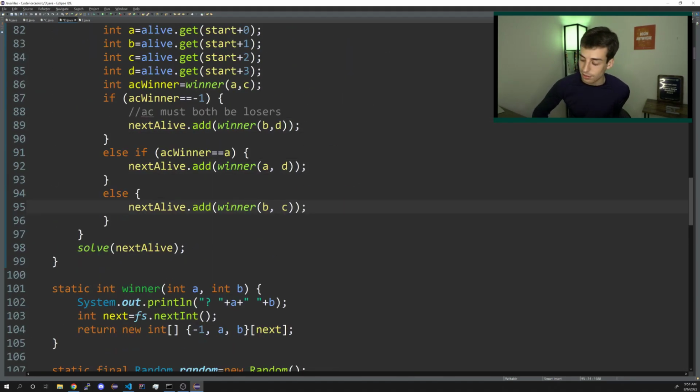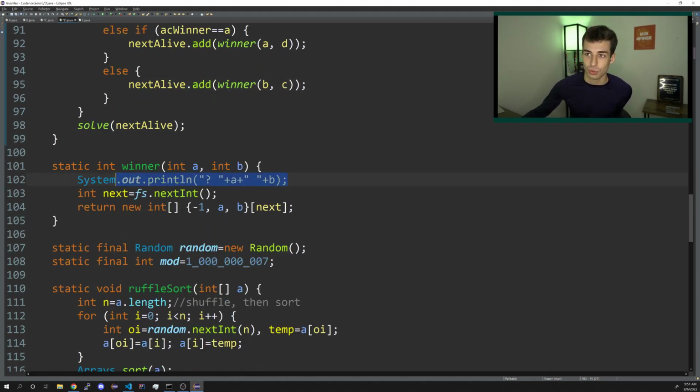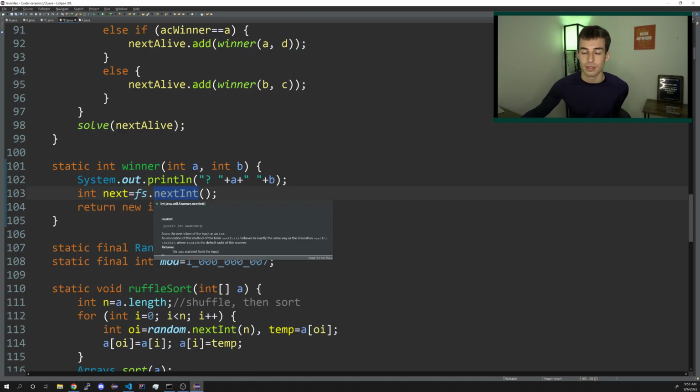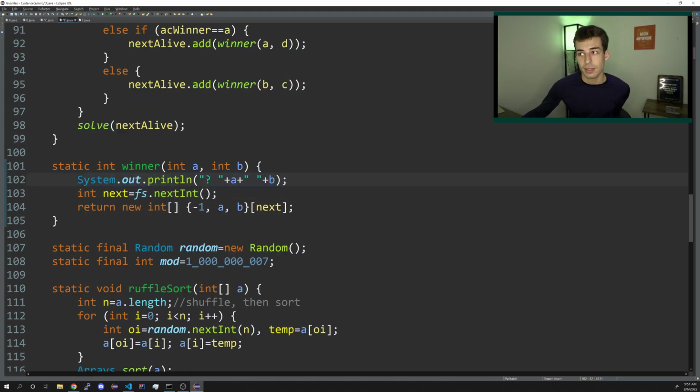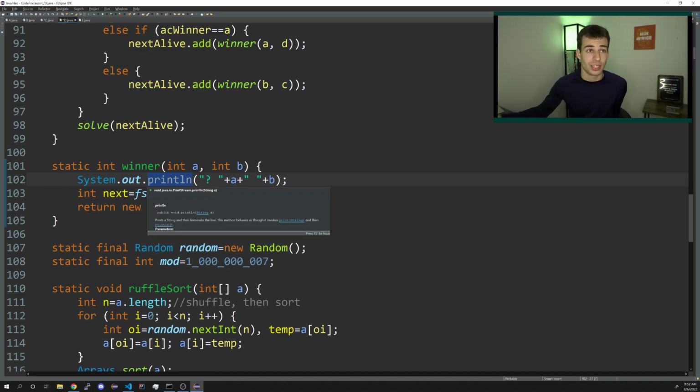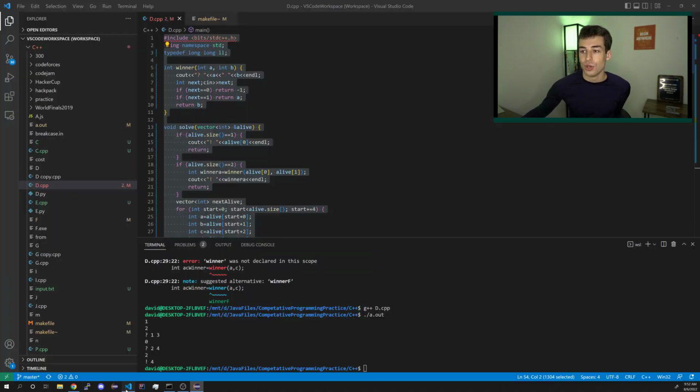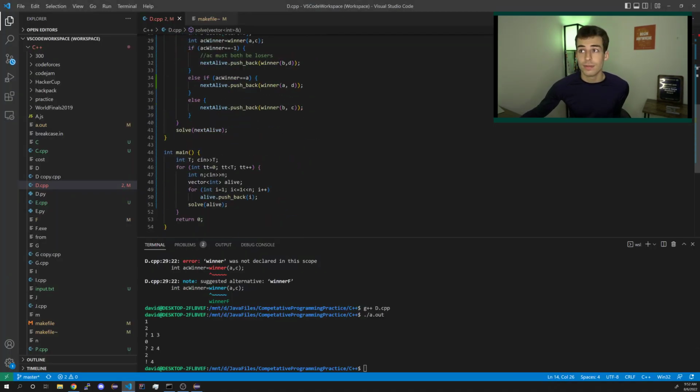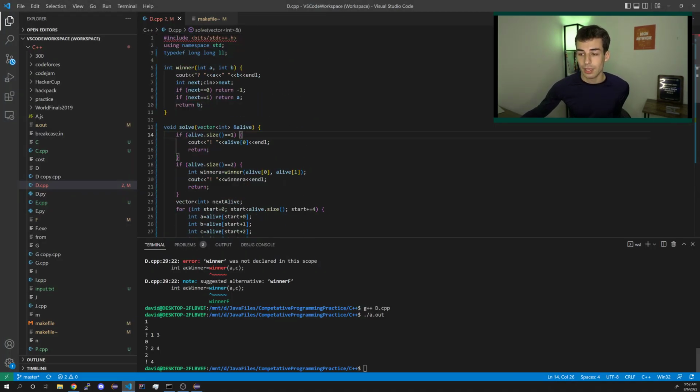All right. The problem is this TLEs, probably because we're doing a lot of print lines and a lot of nextInts, right? So I don't have fast input output, so it's slow. But you can't have fast input output because you have to flush every time, right? So there's not really much getting around it. So I wrote this code in C++, and it's literally the exact same thing, and it passes.